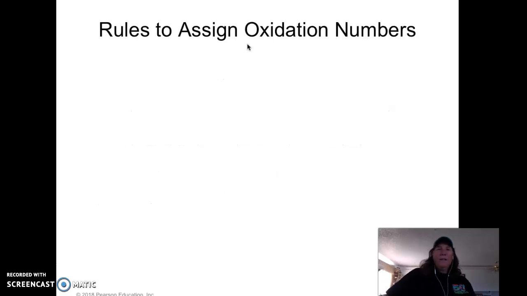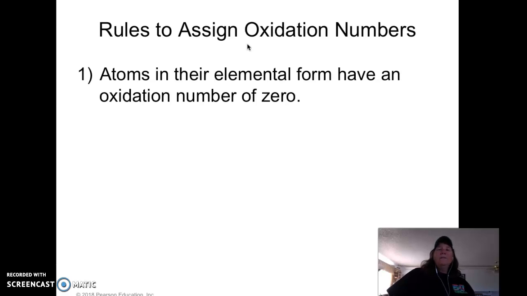Okay? So, rules to assign oxidation numbers. Atoms in their elemental form have an oxidation number of 0. That's what I was showing you. Calcium, if it's Ca and it's not combined, 0. Oxygen, not combined, 0. Any element that's not combined with something else, and don't worry about the diatomics, you guys, because I said oxygen, said O2. It's still pure oxygen. Its oxidation number is 0. So anytime you have an element that's not combined with something, it's 0.